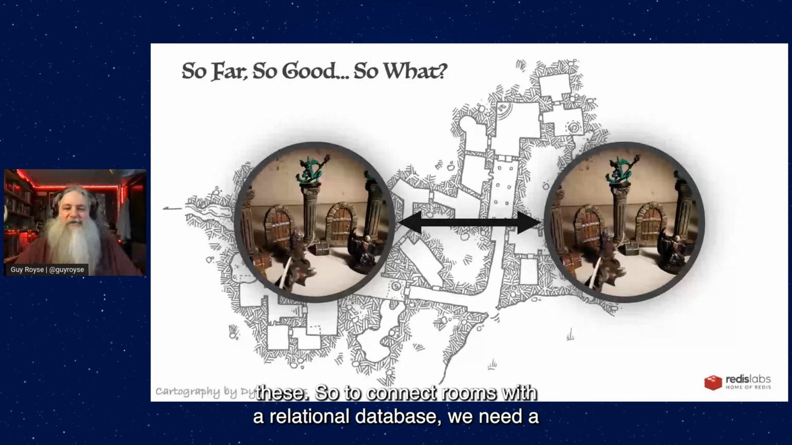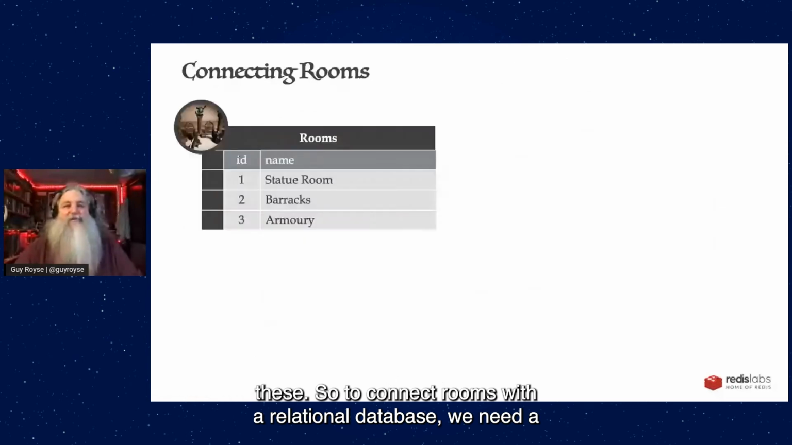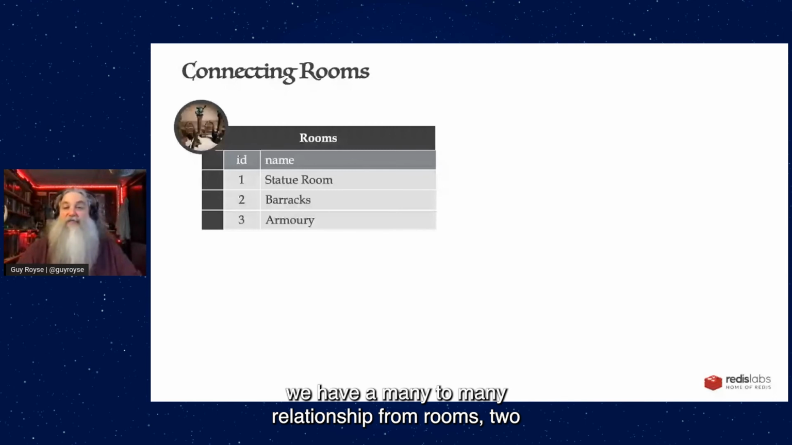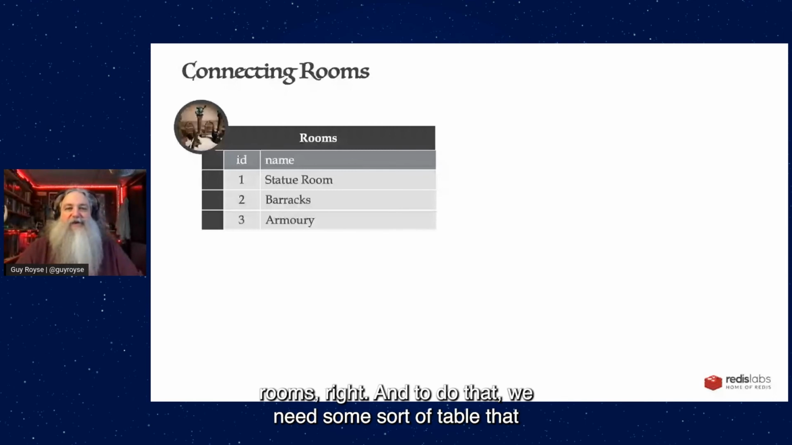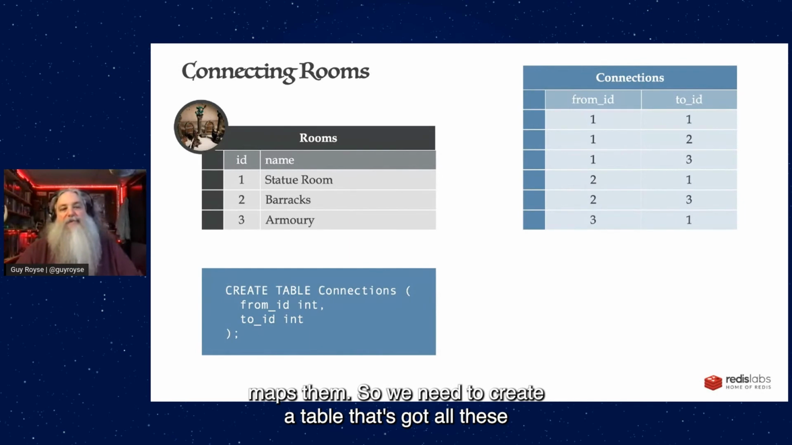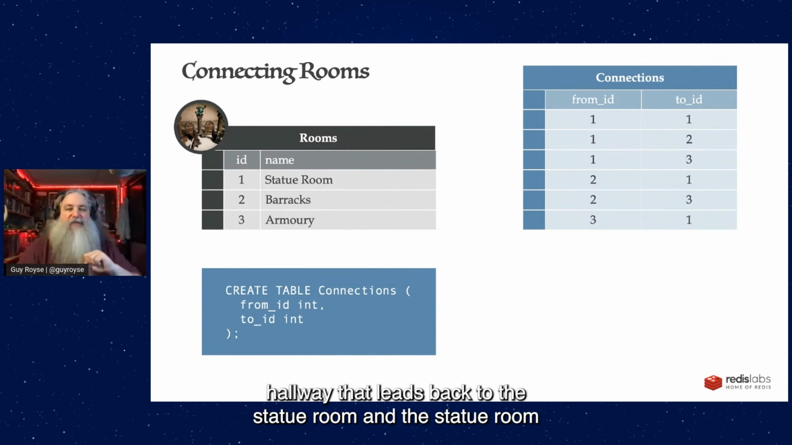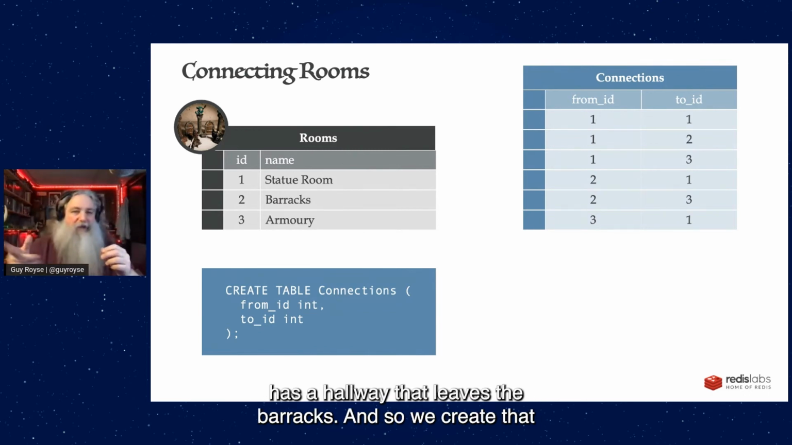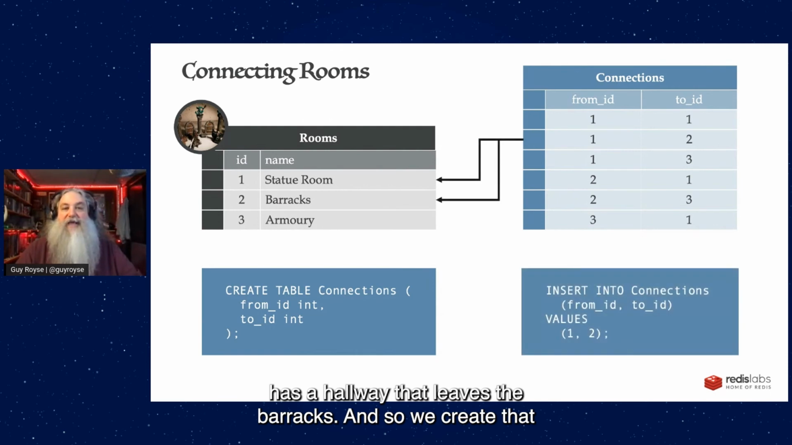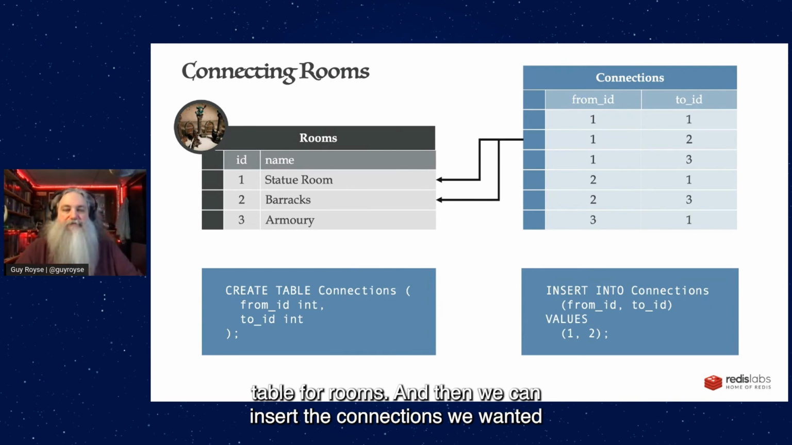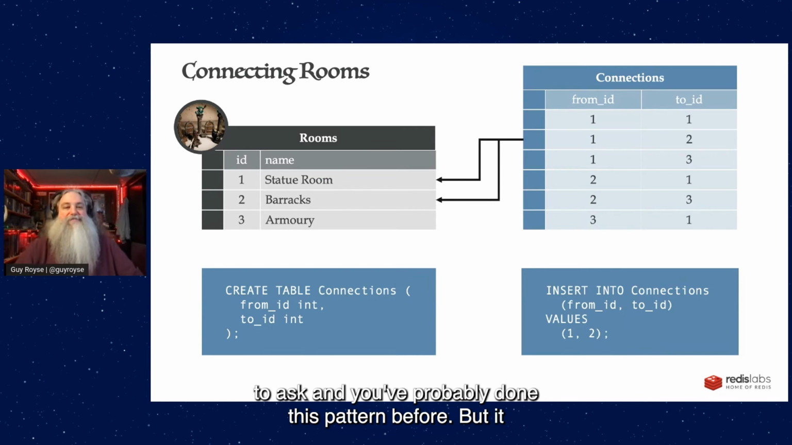So let's take a look at these. To connect rooms with a relational database, we have a many-to-many relationship from rooms to rooms, and to do that, we need some sort of table that maps them. So we need to create a table with all these connections, saying the statue room has a hallway that leads back to the statue room, and the statue room has a hallway that leads to the barracks. We create that table with a from ID and to ID to be the many-to-many mapping table for rooms, and then we can insert the connections we want into that.